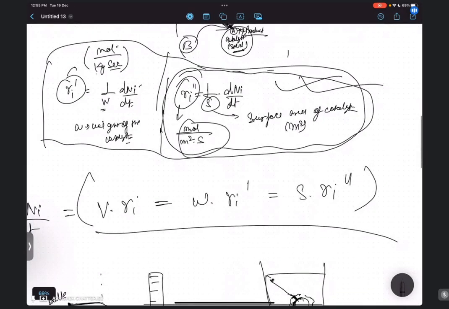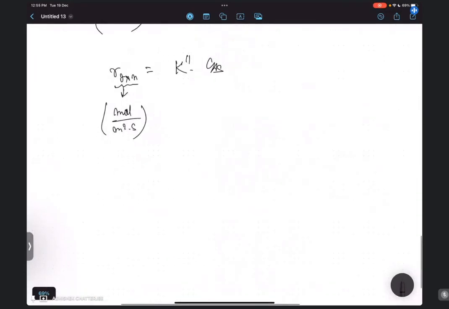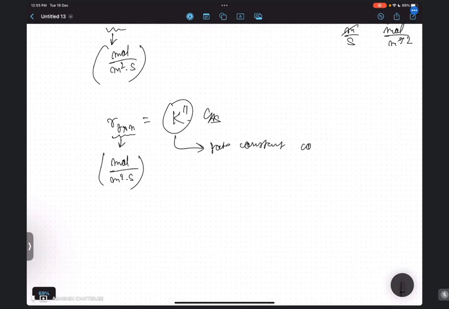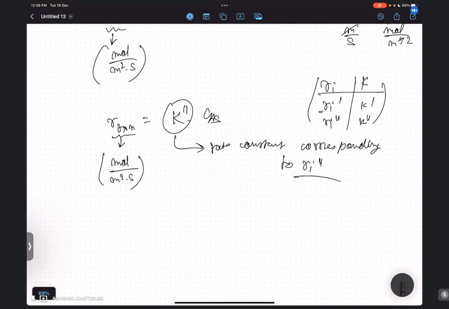What is the unit of this? Mole per meter square second. This K double dash is the rate constant corresponding to your Ri double dash. For your Ri, we were using K. For your Ri dash, we will be using K dash, and for your Ri double dash, we will be using K double dash. Just the notation, nothing. This is just notifying that we are defining the rate with respect to the surface area of the catalyst. It does not have any mathematical significance.